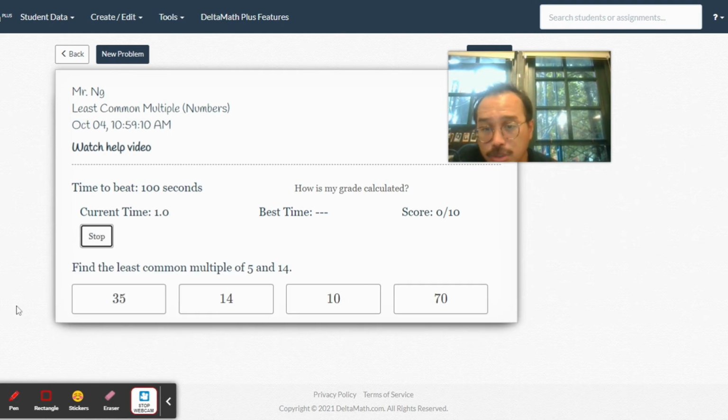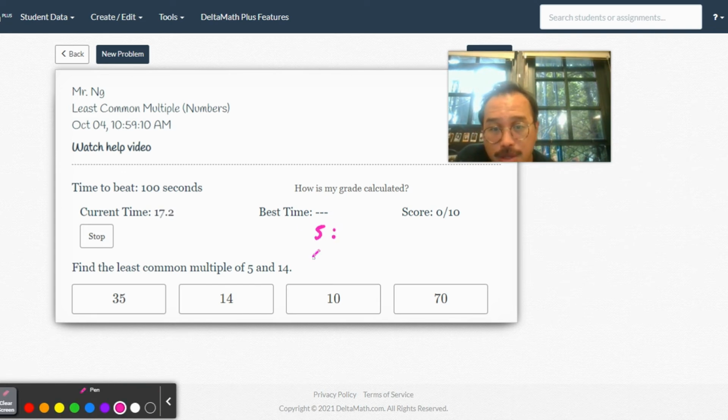All right, so let's see. Between 5 and 14, the multiples of 5 end in either 5 or 0. So I need 14 to end in 0. I'm not even going to do 5. I can just do 14, because I need a multiple of 14 that ends in 0 at some point. That will basically be the answer.